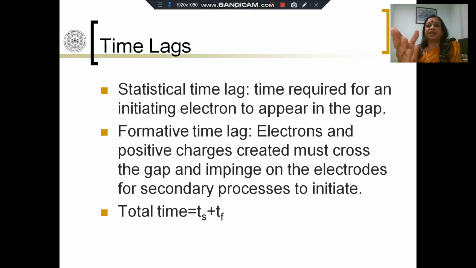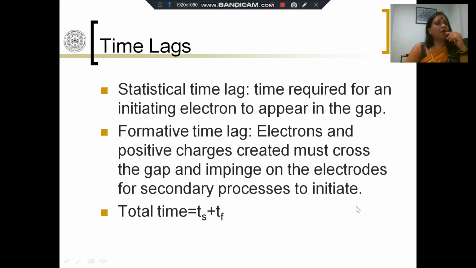So the total time taken can be thought to be comprised of two distinct time lags. One is the statistical time lag Ts, and the other is the formative time lag Tf. What is Ts? Remember, for Townsend mechanisms to even begin, we need at least one primary electron to be present in the electrode gap. And this electron can come from anywhere. It's a stochastic process, and we have no control over when. We cannot predict when this first initiating electron will be available. And therefore, the time required for the first initiating electron to appear in the gap is called the statistical time lag.